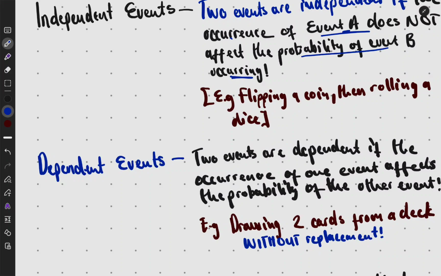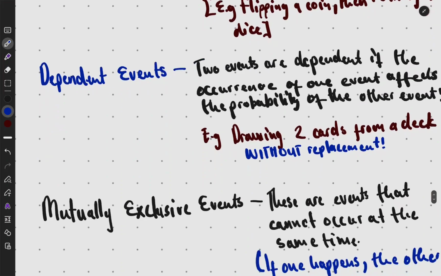Okay, or you pick and you just see the color, then you put back. So picking and replacing, we'll be saying now that if the first event is not going to affect the probability of the second. But for a dependent event, a typical example where the occurrence of one is going to affect the probability of the other is when you pick without replacing.